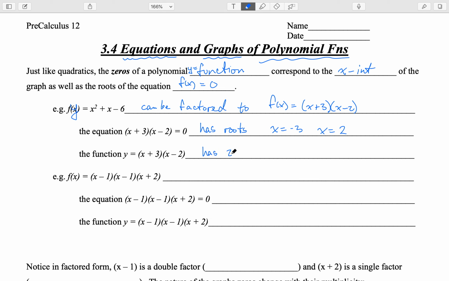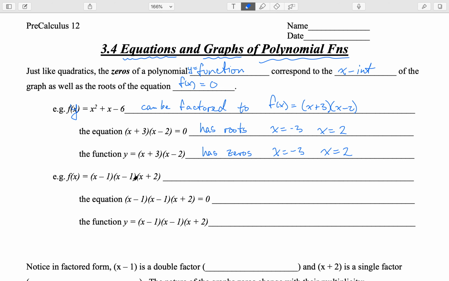So we talk about the zeros. The roots and the zeros, we really mean the same thing. That means there's only two of them. There's an infinite number of x and y points, but these things have zeros: x equals negative 3 and x equals positive 2. Those are the zeros of the function.